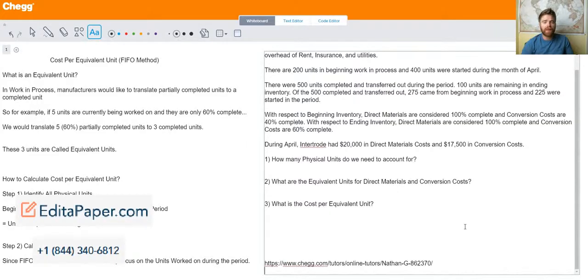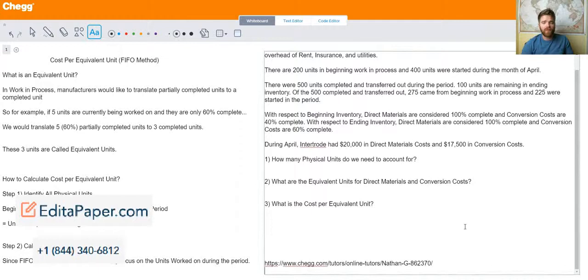Today we're going to be talking about process costing, specifically how to calculate cost per equivalent unit using the FIFO method. Now, process costing is really tricky, and so I'm going to do my best today to lay everything out in simplified terms.